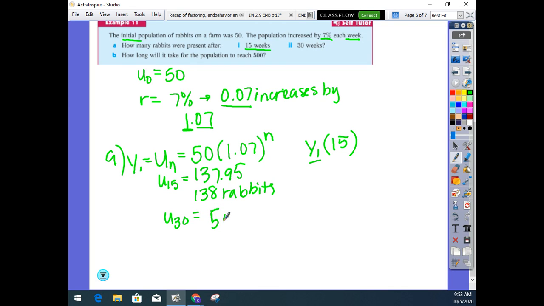Then, so 50 times that, and that gives us 380.61 or 381 rabbits.